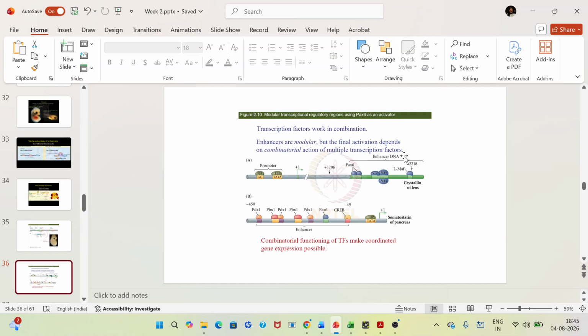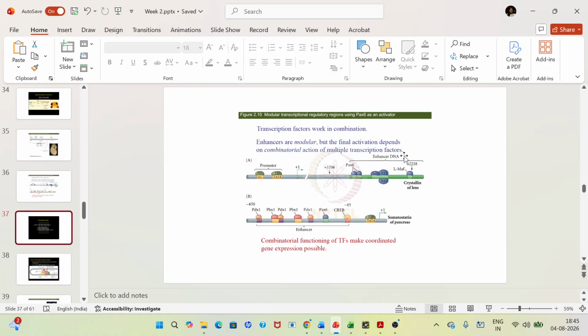So it again works in a combination. It is never like a single transcription factor is making all of the changes. No, it is not like that. It will always work in a combination. Combinatorial functions of transcription factors make coordinated gene expression possible. Otherwise, if a single transcription factor did all the changes, then how would the gene know that it is that particular time, how would the gene be regulated, that it is the particular time at which the gene needs to be activated or inactivated.